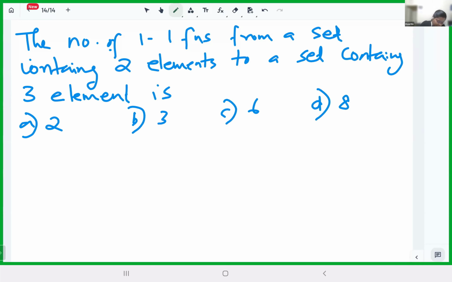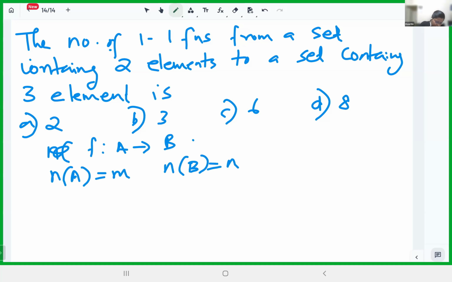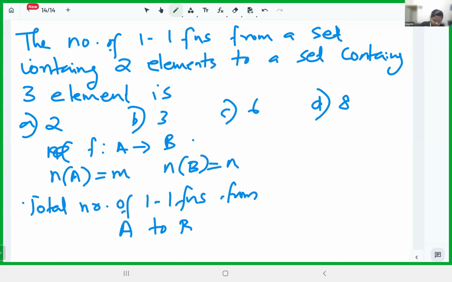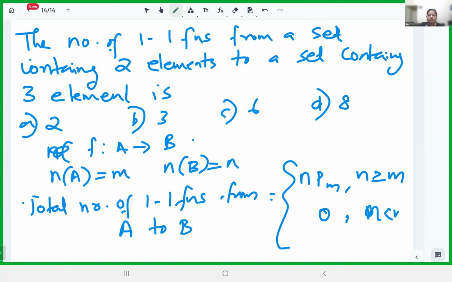All right. So the formula is: if a function is defined from A to B, and n(A) is equal to, let it be, m, and n(B) is equal to n, then the total number of one-one functions from A to B is nPm, if n is greater than or equal to m, and 0 if n is less than m. All right, this you have to study.